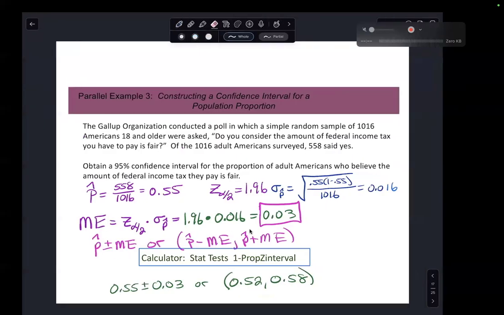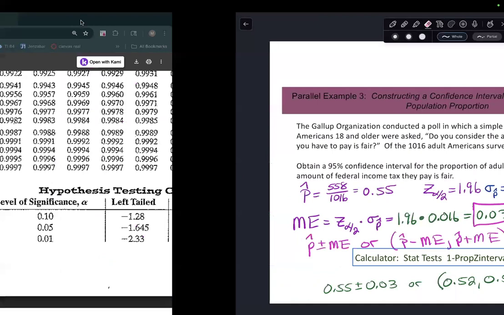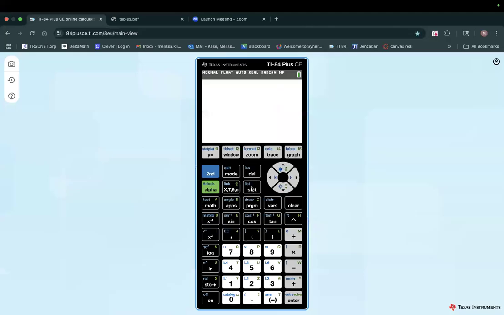So let's pop over to our fancy schmancy calculator. I have so much stuff in there. There we go. All right. So you're going to go to stat and then arrow over until you get to tests. So it's 2 over. So stat tests, and you need one prop z interval. So one proportion z interval. So it's letter A. So stat tests, and then go down to A to get to one prop z interval. We're going to hit enter.